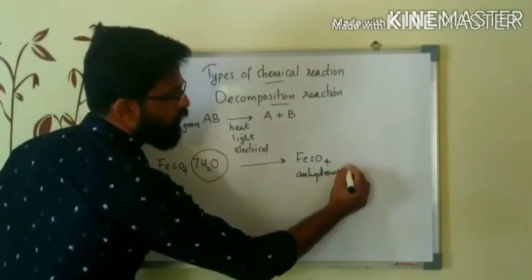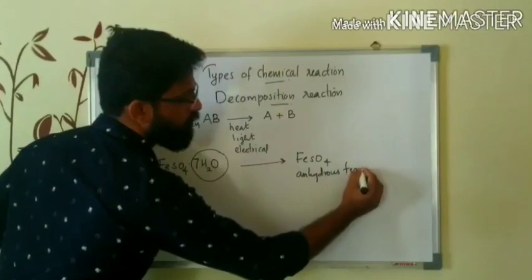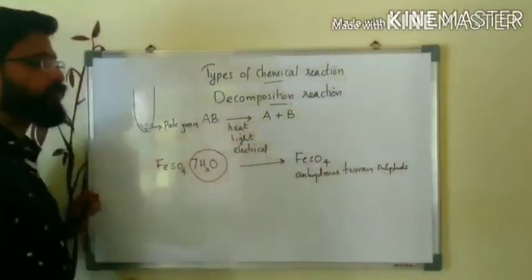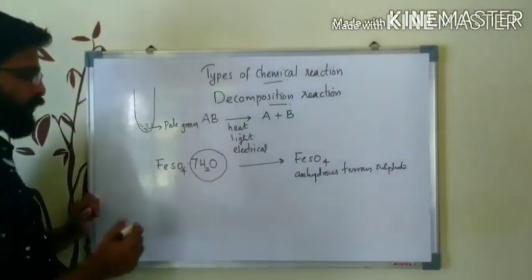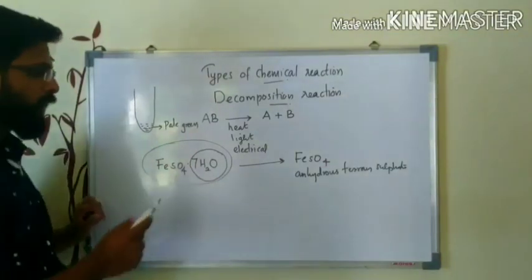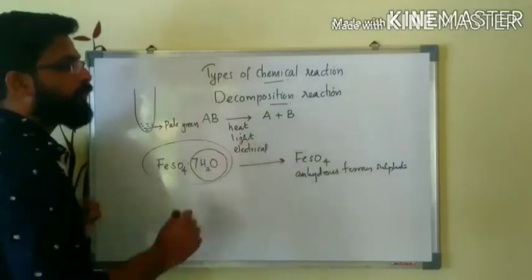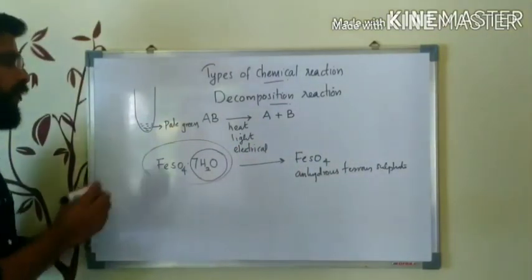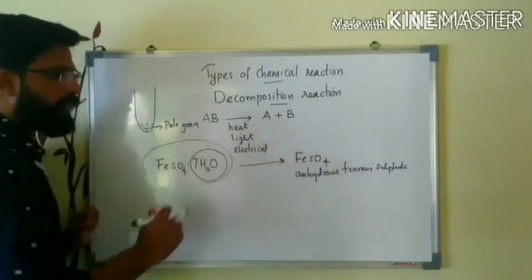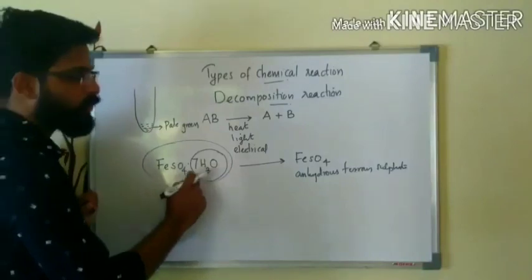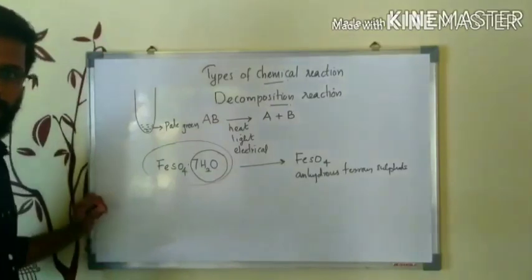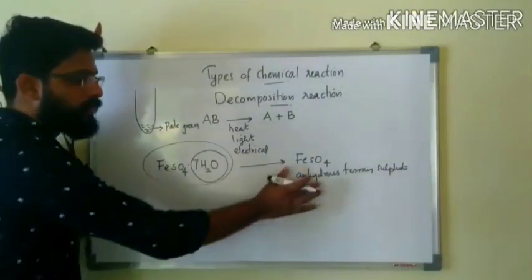So on heating it becomes simple ferrous sulfate, otherwise called anhydrous ferrous sulfate. Is it clear? First I have taken ferrous sulfate heptahydrate, FeSO4·7H2O, and on giving heat it changes into anhydrous ferrous sulfate. When it changes into anhydrous ferrous sulfate, the pale green color changes to colorless. It doesn't have any shape.